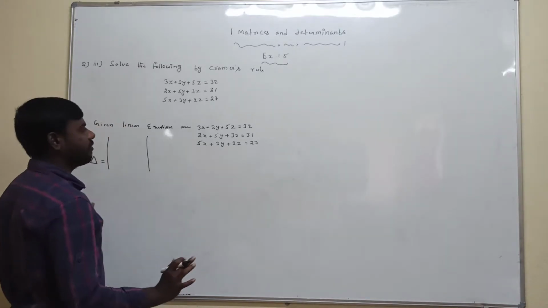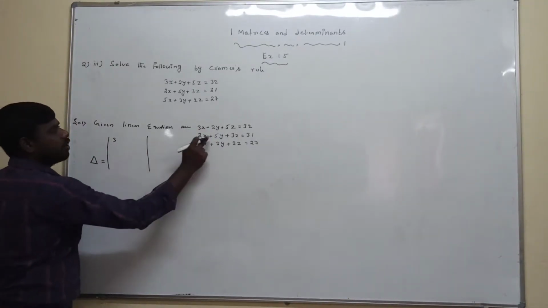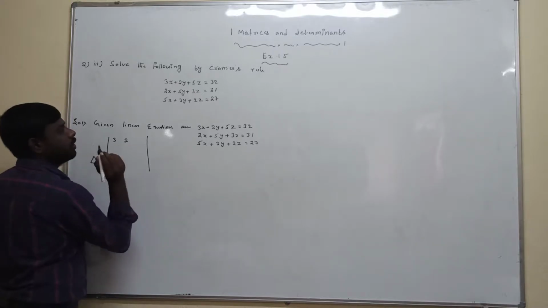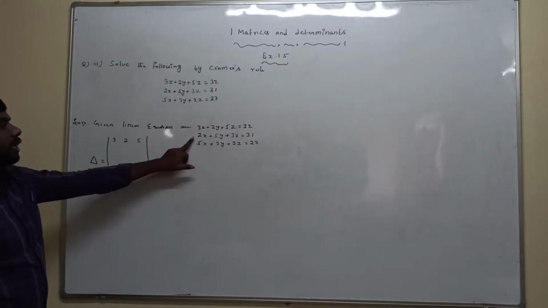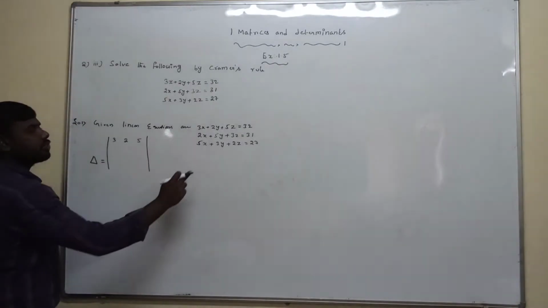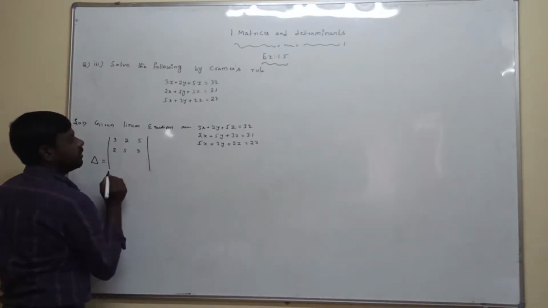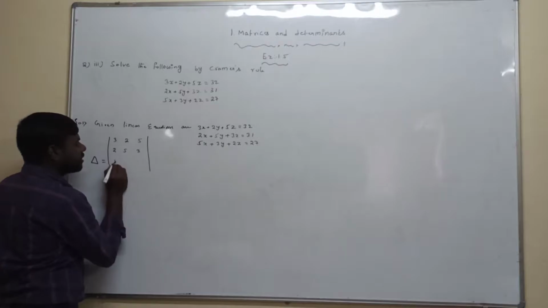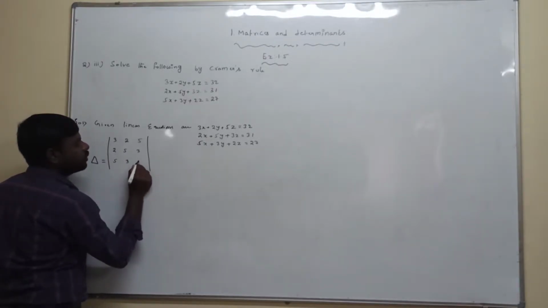See the first linear equation. What is the x coefficient value here? 3. Next, the y coefficient value is 2. The z coefficient value is 5. So the first row is 3, 2, 5. Next, the second linear equation. What are the x, y, z coefficient values? The x coefficient is 2, the y coefficient is 5, the z coefficient value is 3. Next, for the third linear equation, the x coefficient is 5, the y coefficient is 3, the z coefficient is 2.